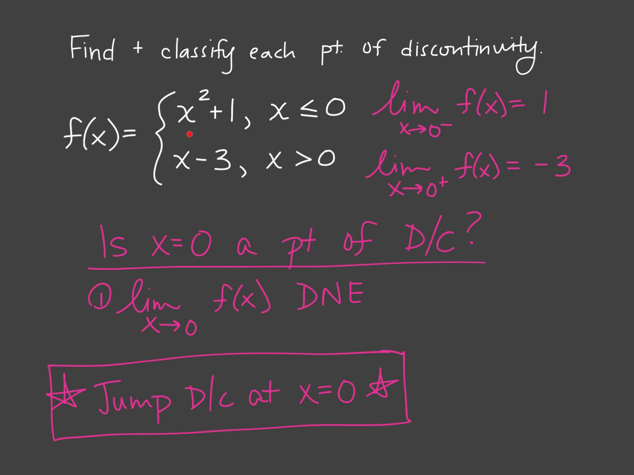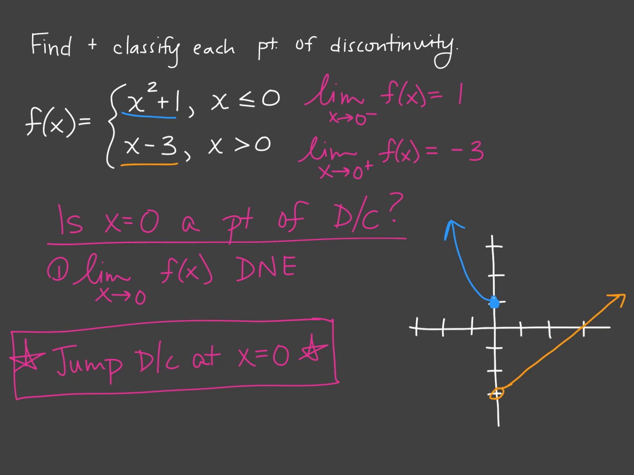If we think about what each one of these looks like, this is simply a parabola or part of one, and this is just a line. So no weird things going on anywhere but x equals 0, potentially, and so we don't have to check out any other points. Here is a quick rough sketch of the piecewise function.